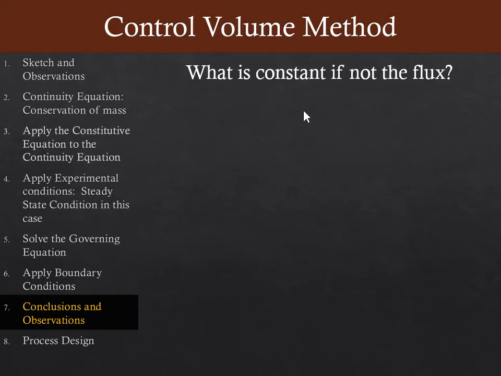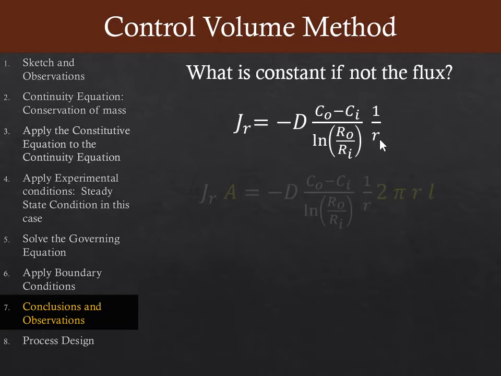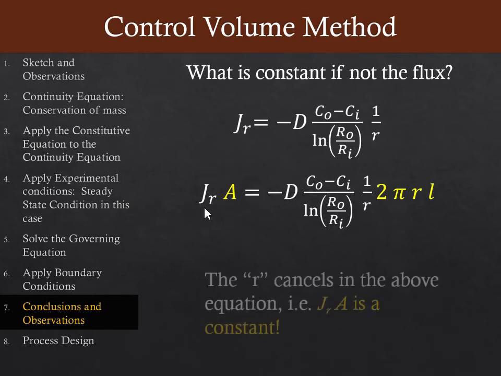So what is constant if it's not the flux? Okay, again, this is what we got for the flux equation. It depends on position R. If we multiply the flux at any position R by the surface area that it's moving through at that position R, that's 2 pi R times L, then we can see that the R's cancel and everything else is a constant. So the flux times area, in fact, is what is constant.